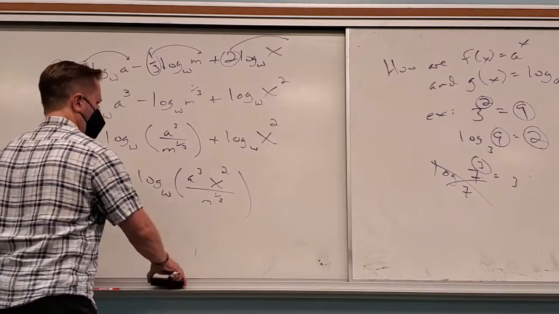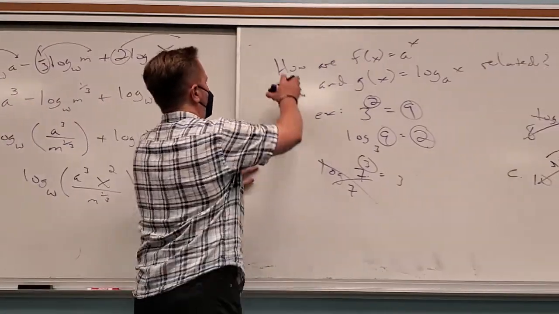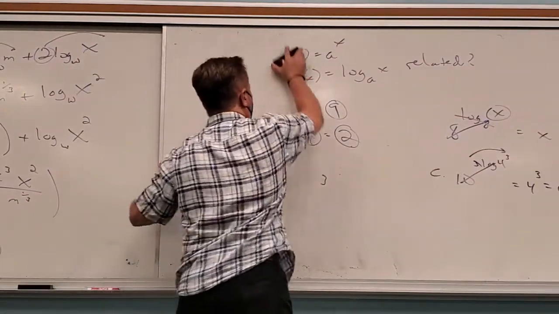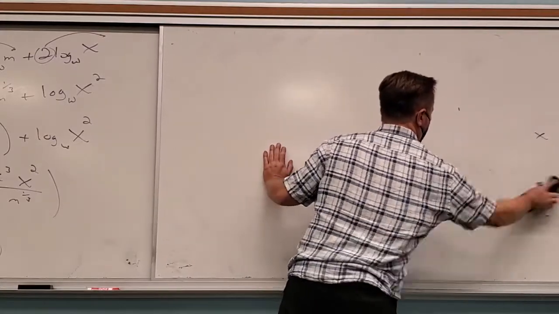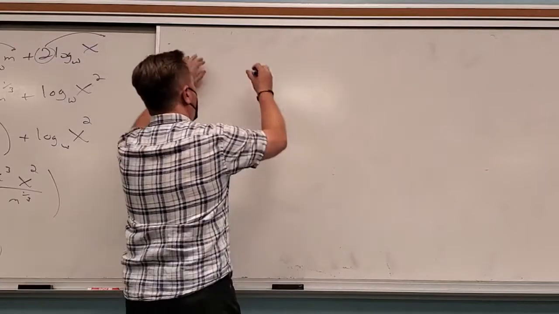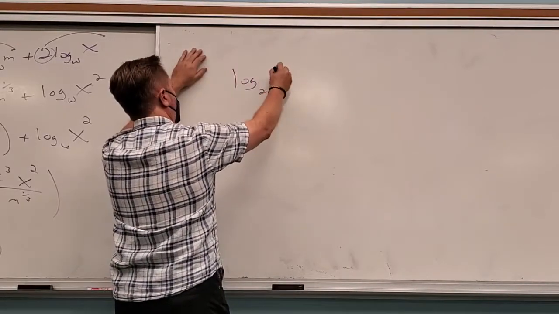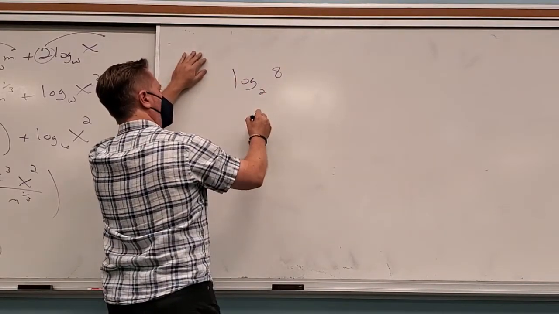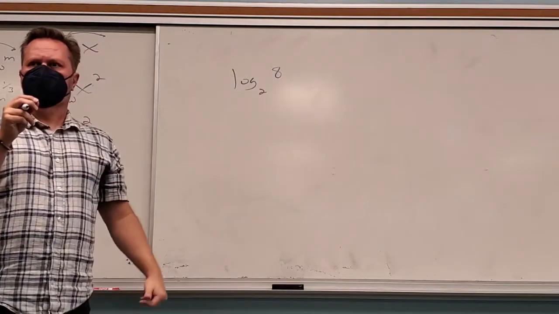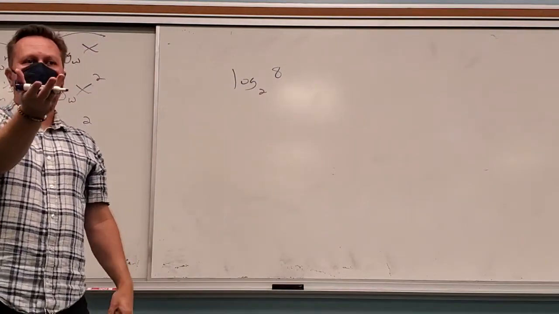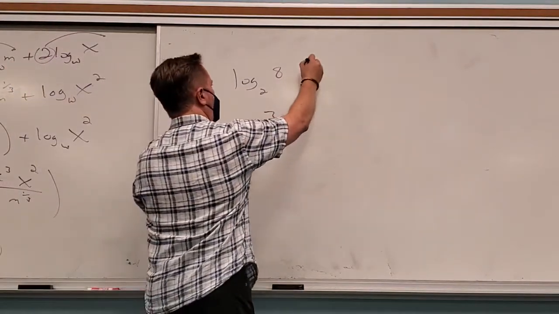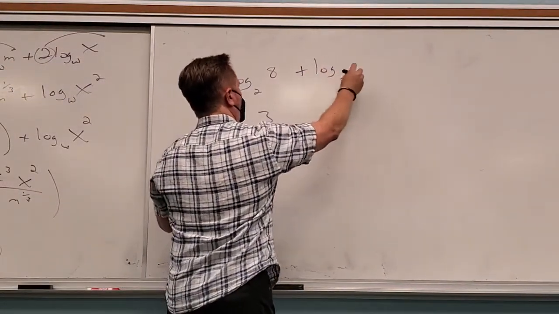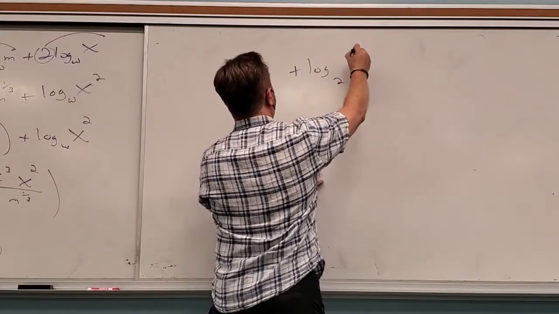So let me show you an example. Let's do a concrete example of the rules of logs. Help me out. What's log base 2 of 8? What do you think when you see that? Log is a power, so you think, what power does 2 need to become 8? Because 2 is the base. So it needs a power of 3. What's log base 2 of 4?